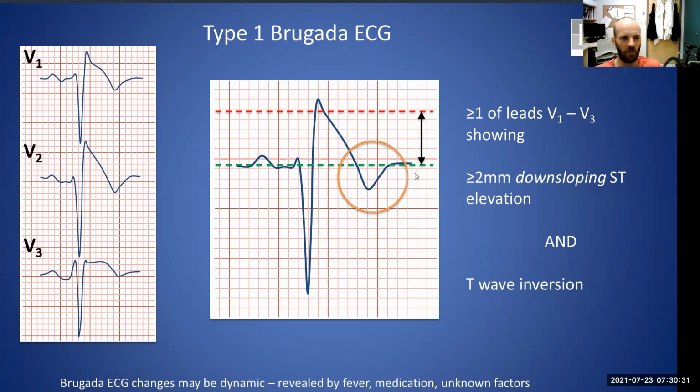Now, one of the tricky things about Brugada syndrome is that this ECG pattern may be there all the time, but sometimes it can come and go. Sometimes it can be revealed when people have a fever. Sometimes it can occur when patients are given certain sorts of medication, often medication that further influences that sodium channel. And sometimes there are unknown reasons why it can sort of come and go. But this ECG pattern can be dynamic. So this is the type 1 Brugada ECG pattern that you need to see if you're going to diagnose Brugada syndrome. There are other patterns that are associated with Brugada syndrome that are not fully diagnostic.